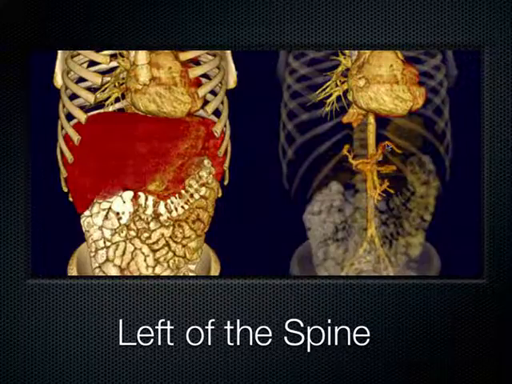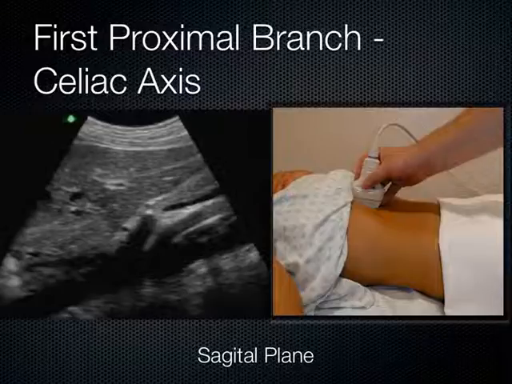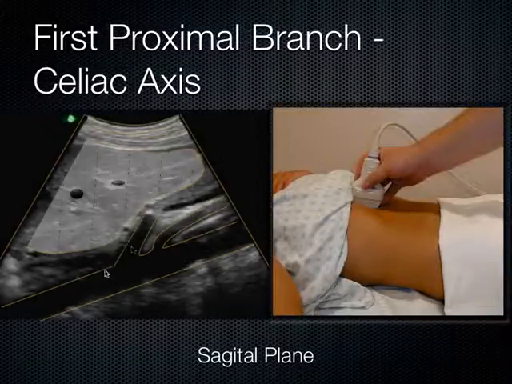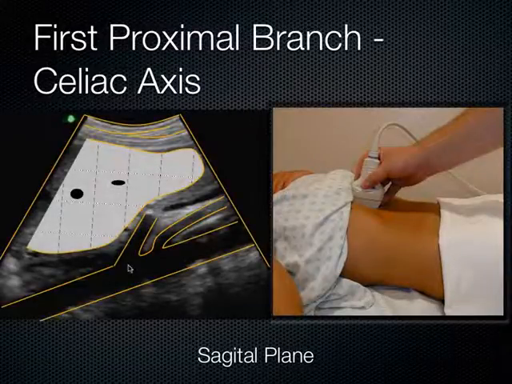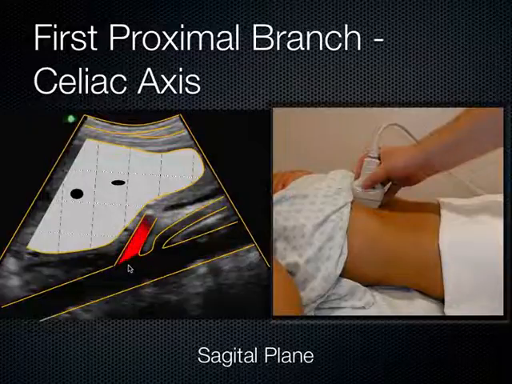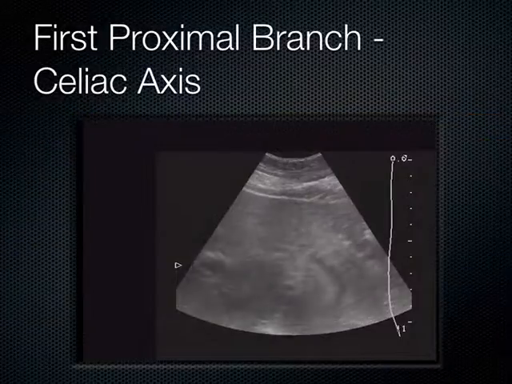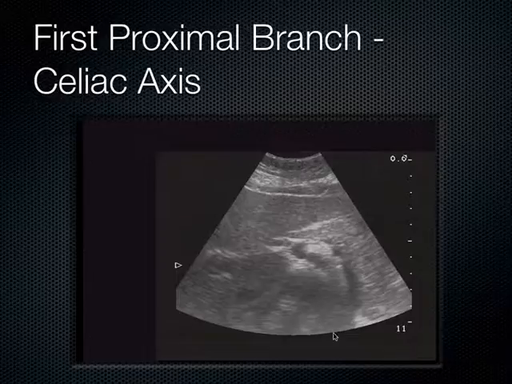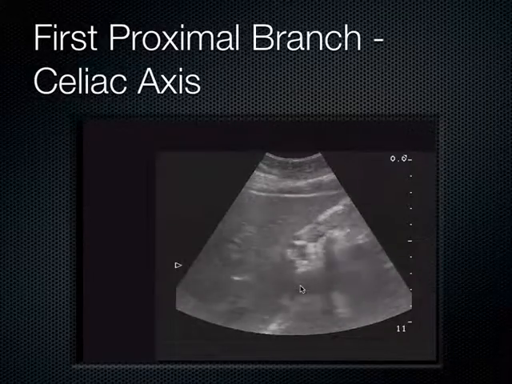The first branch that comes off is the celiac axis. It brings blood to the large organs in the abdomen like the spleen and the liver. The next branch is the superior mesenteric artery, which brings blood to a very large organ, the intestines. Here we are in a sagittal plane. We can see that the first branch of the abdominal aorta is the celiac axis, and it appears like that in the sagittal plane. We have the indicator towards the patient's head, and then when we have the indicator to the patient's right in a transverse plane, it looks like this.